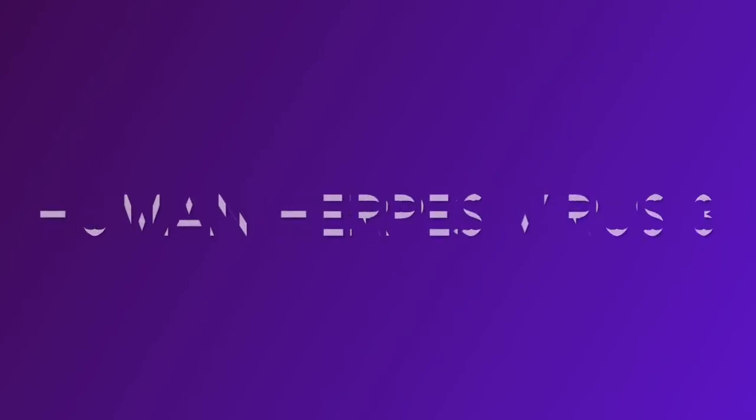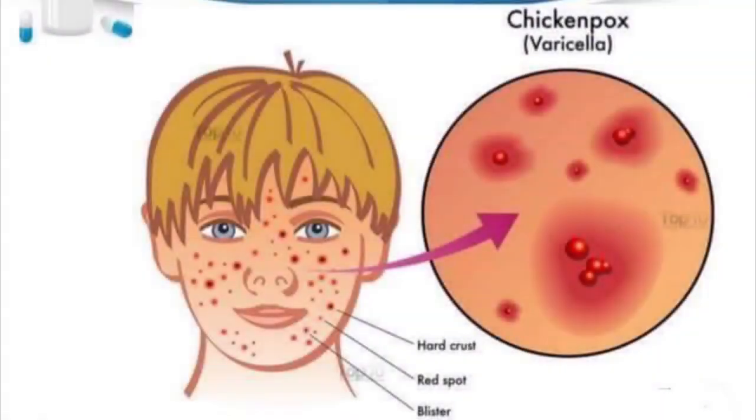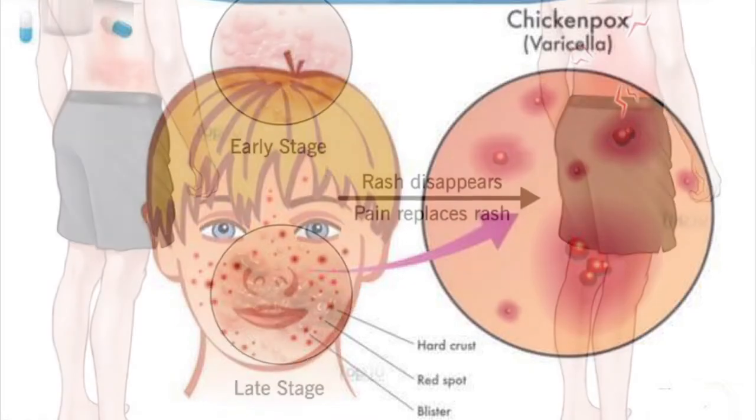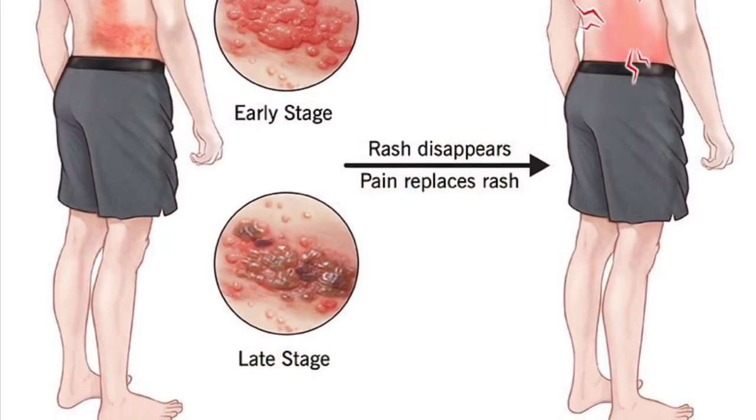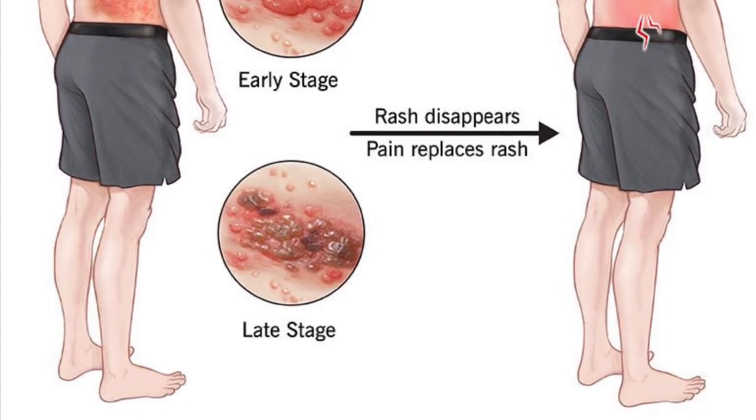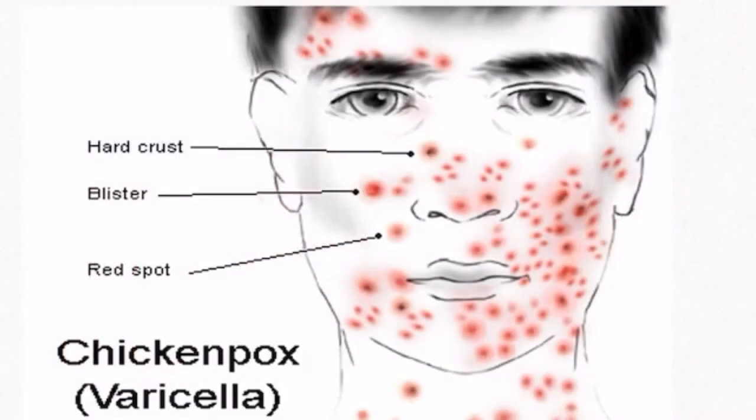Moving over to human herpes virus 3, the Varicella zoster virus causes chickenpox in childhood, and the incubation period ranges between 10 to 21 days. And this spreads through air droplets and direct contact with the active lesion. This then later on reactivates in old age and causes herpes zoster, that is your shingles.